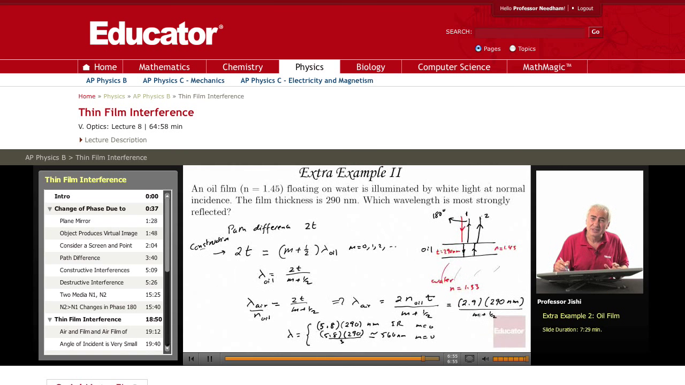And then if m is 2, it becomes over 5, and I end up with about 300 something. And that would be ultraviolet. So those are the wavelengths that will be reflected strongly. The only one that you see is the one that's visible, which is greenish, so the 560 nanometers. The others are infrared and ultraviolet.